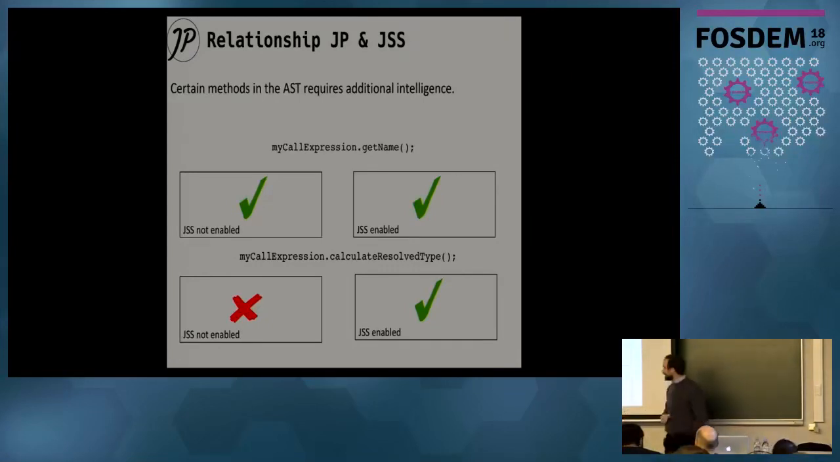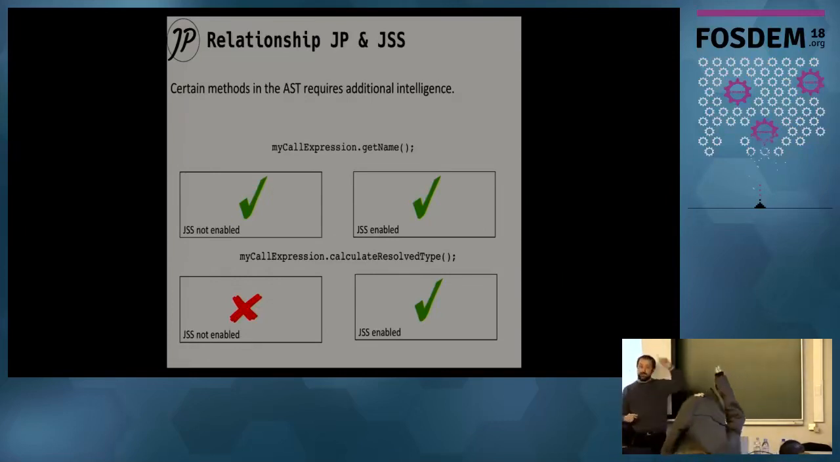While if you want to do something more advanced, like calculate the resulting type of the expression, now you need to use the Java symbol solver. To understand the resulting type of the method call, you need to find the definition of the method that you are calling and look at the return type over there.